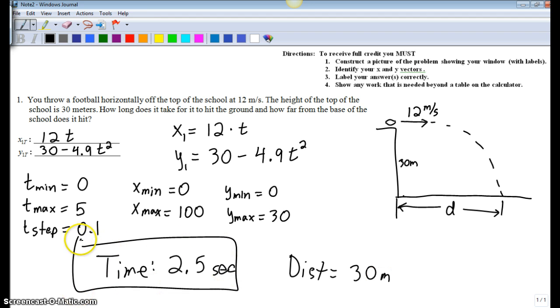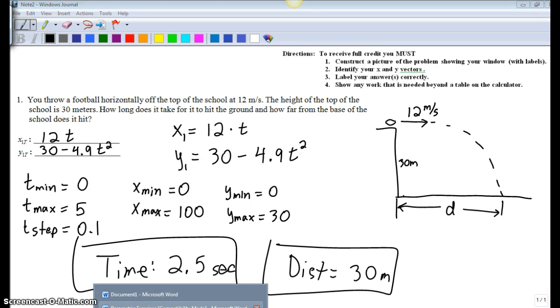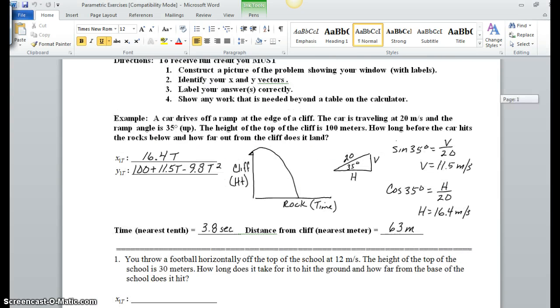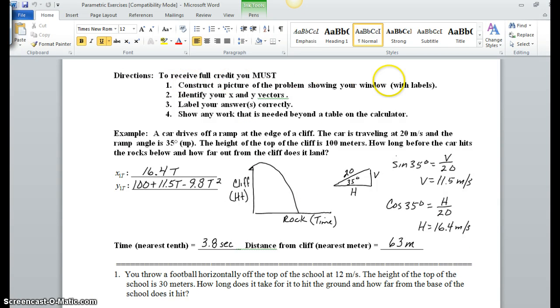So just make sure to put those both in, square them off, whatever you need to do, and make sure you've answered both the time and distance. We also want to make sure that we answered all 4. We constructed a picture, we identified our vectors, we labeled our answers, and showed all of our work. Labeling answers, I do mean label seconds and meters, or seconds and feet, or whatever the units are. Anyway, just make sure you have all 4 of those checked off before you move on to the next problem. So that is number 1.